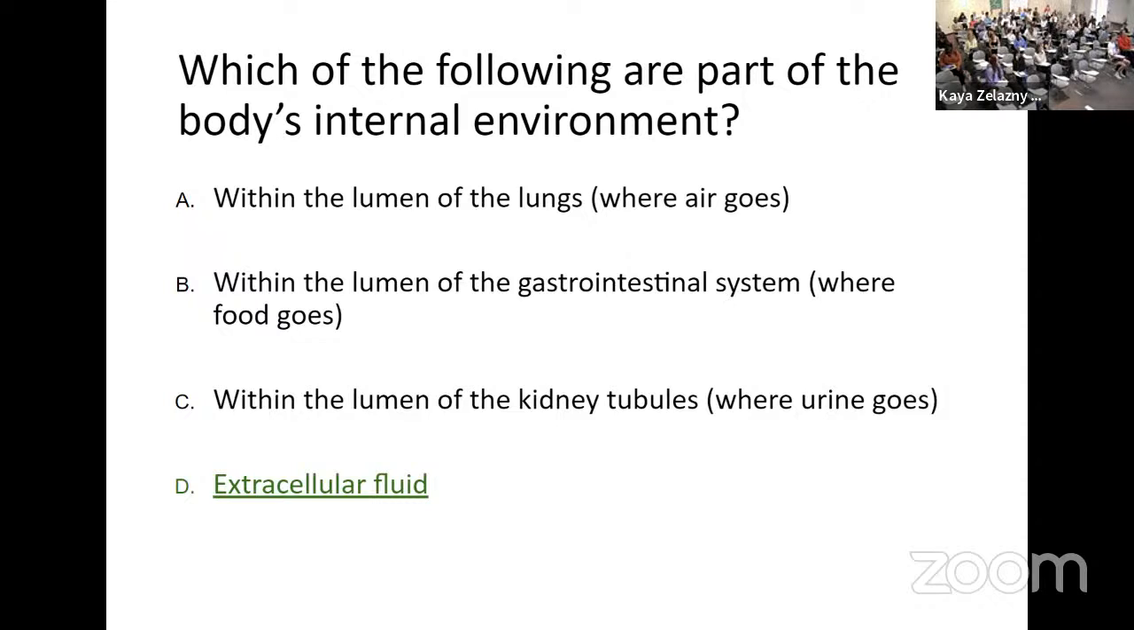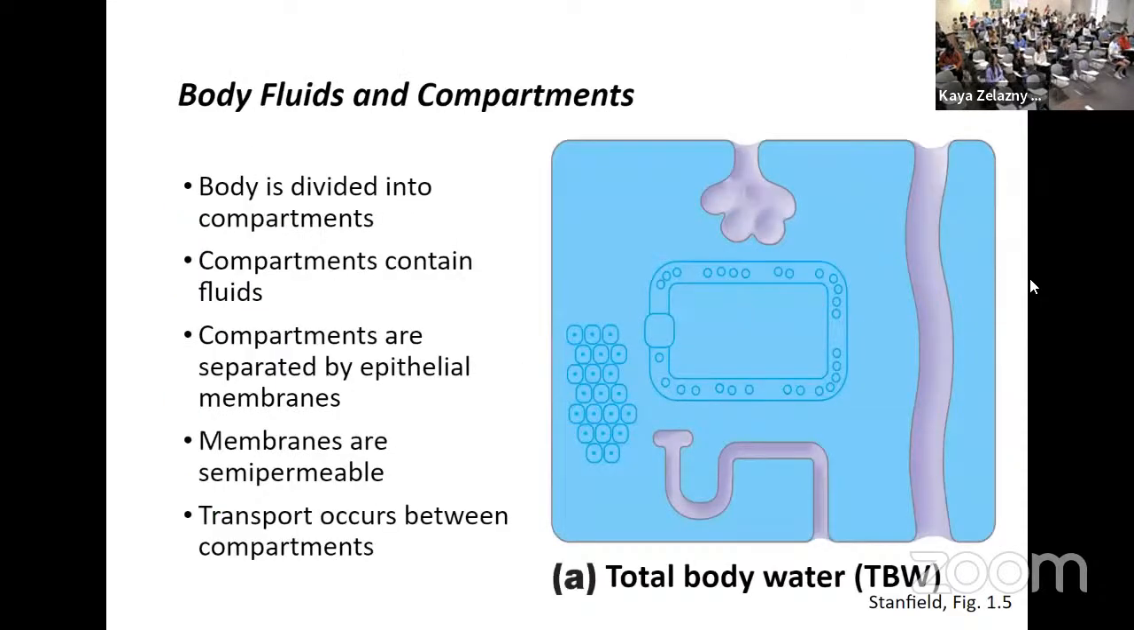Okay, cool. Yeah, so the extracellular fluid is still part of the body's internal environment because it's surrounding your cells, but it's not outside the epithelia. It's just outside the cell. It's still inside your body. But answers A through C are still in communication with the air, right? There's like a hole that touches the external environment of the body, which is why A through C don't work for us.